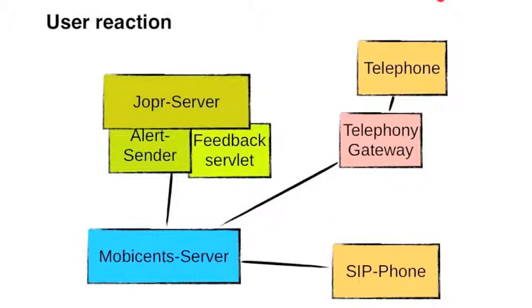After the text has been played, the user can react to the message by pressing keys on his phone and thus sending DTMF tones, which will be sent back to the Mobicents server. The Mobicents server converts them into an HTTP call that calls a special feedback servlet on the Jopr server, which indeed reacts on it and disables the alert definition or deletes the alert from the list of alerts.